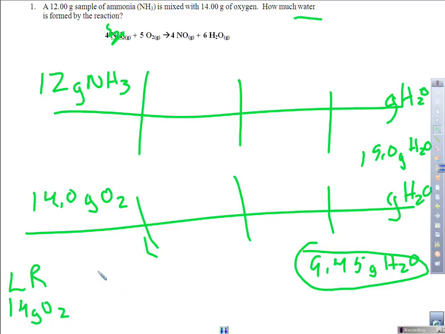The excess is ammonia, and the grams produced is that right there, 9.45 grams of H2O.